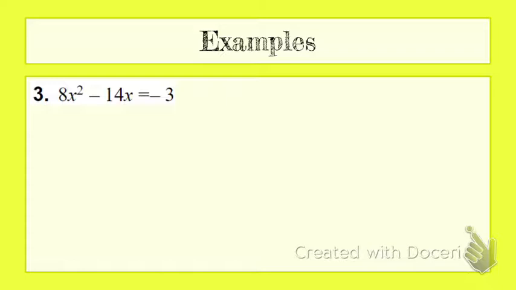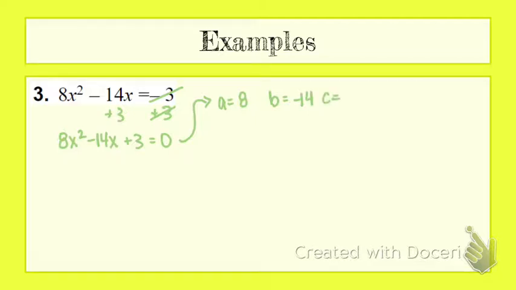Okay, so the first step again is to make sure that our equation equals 0. Right now it doesn't, so we need to move this negative 3 over to the other side. To do that, we add 3, because that's the opposite of subtracting 3. So add 3 to both sides. That makes this equal 0, and the 3 doesn't combine with anything, so we get 8x squared minus 14x plus 3 equals 0. Now we can identify a, b, and c. a equals 8, b equals negative 14, and c equals 3.